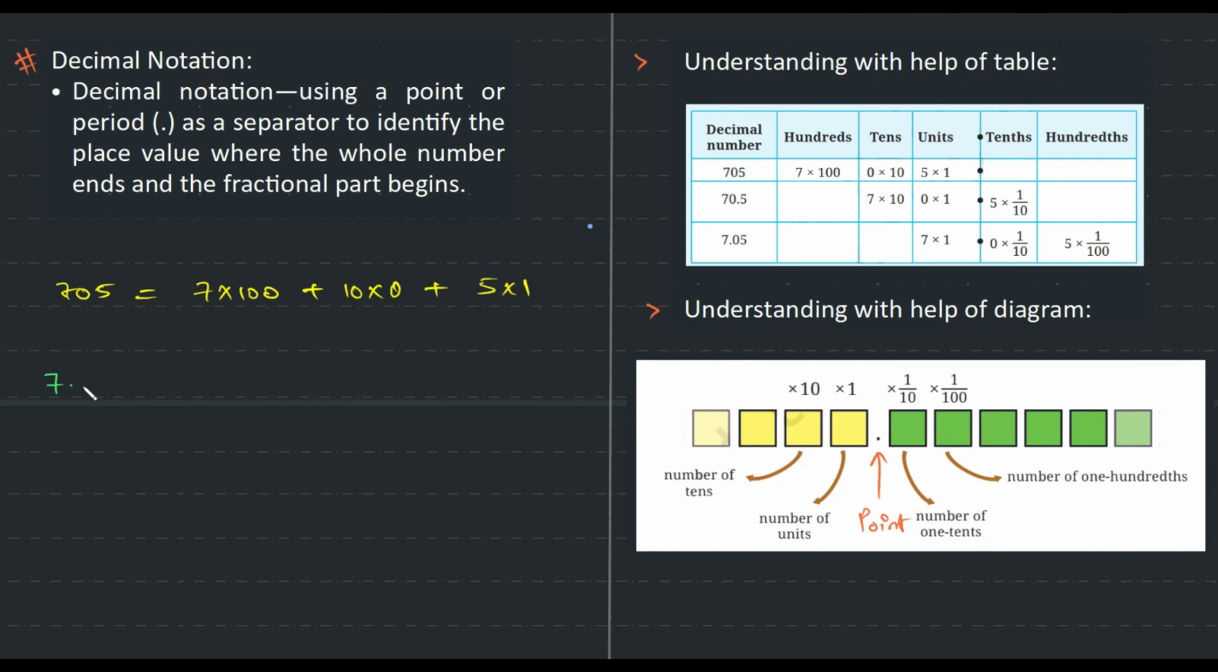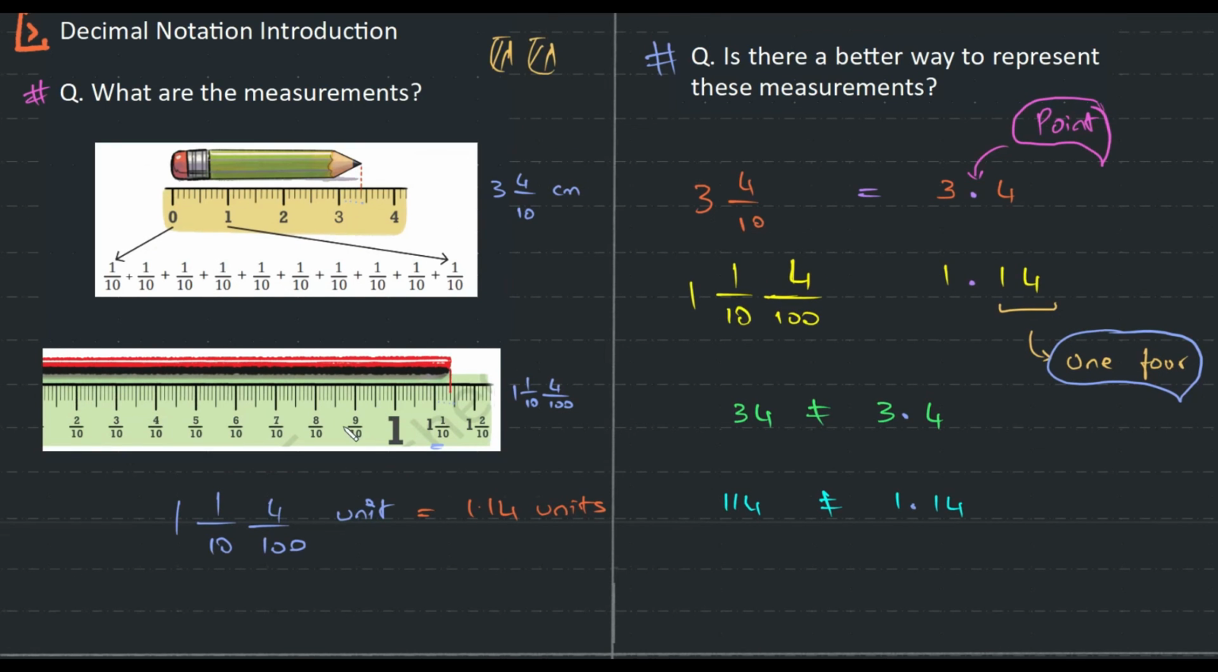While 7.05, which is not the same as 705, is nothing but 7 into 100 plus 0 into 1 by 10 plus 5 into 1 by 100. So instead of writing this big fat number, I'm able to write this small decimal form. So using decimal notation, I can reduce how much I am writing. Right, guys? So that is how you represent such scenarios using a simple dot.